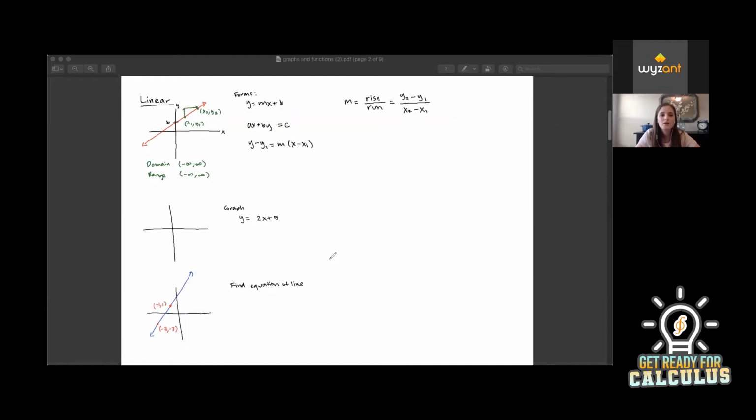Okay, so for practice, let's try graphing y equals 2x plus 5. What do you think our first step should be? So I would identify what the b is and put that on the graph, because that's going to be super easy to do without doing anything else. So we can say go to 5 and put a dot there.